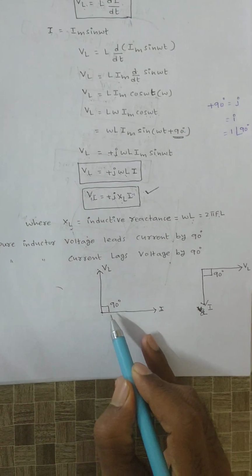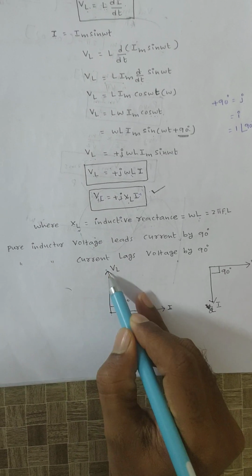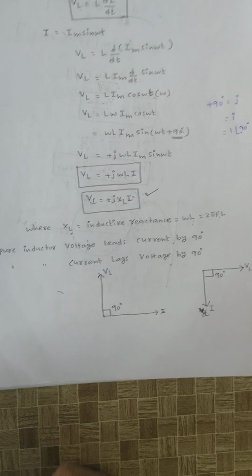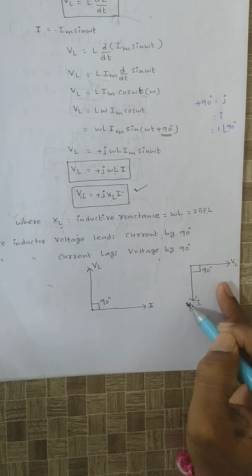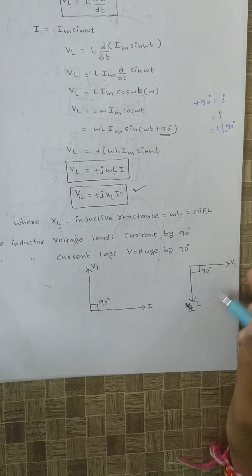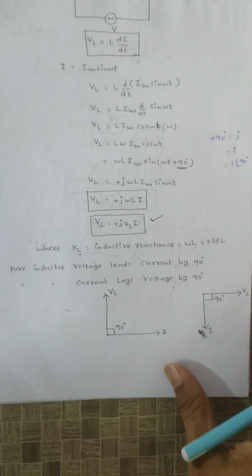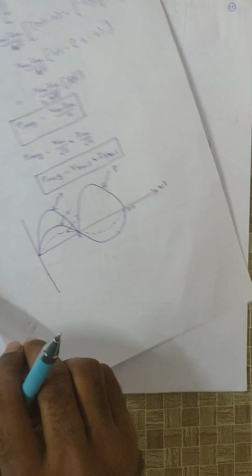Now if I draw the phasor diagram, here current is taken as reference. That means voltage leads current by 90 degrees, or if current is taken as reference, this is minus 90. That means voltage starts at 0 degrees, so voltage leads current by 90 degrees. We can draw the phasor diagram as we wish.